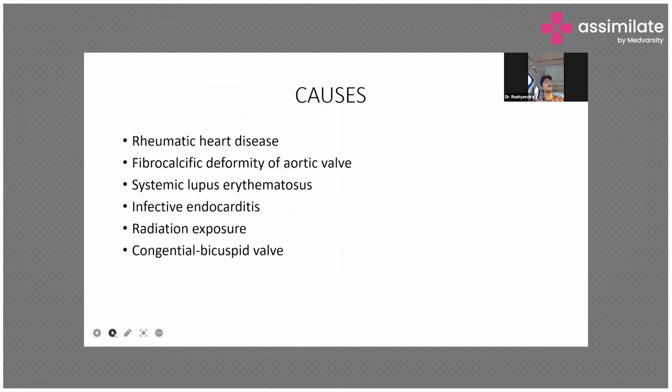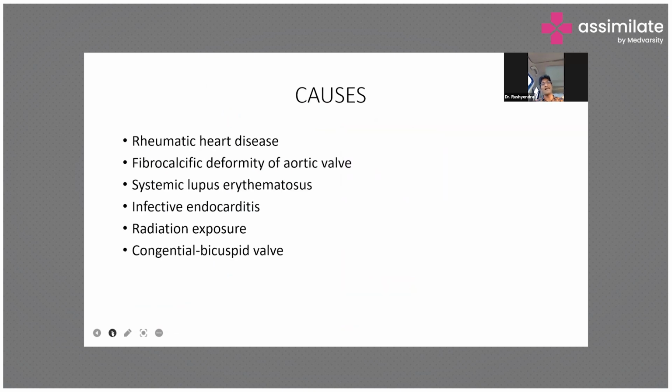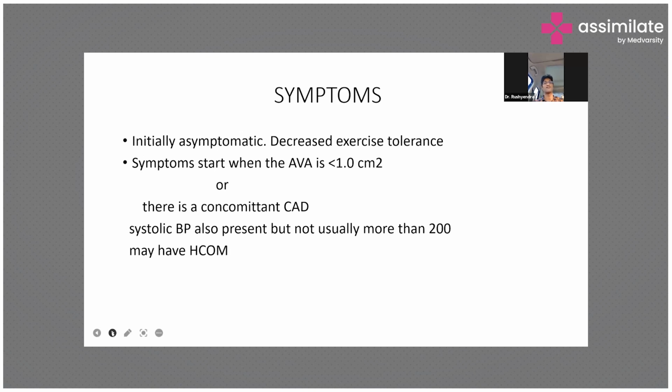The causes of aortic stenosis include radiation exposure, congenital causes, systemic lupus erythematosus, infective endocarditis, or rheumatic heart disease. These are the other causes. But the major cause is the deposition of calcium due to atherosclerosis, a fibrocalcific deformity of the aortic valve. So remember, aortic stenosis most probably occurs in old age people, basically due to atherosclerosis. Next. If someone asks you the cause, the first cause will be atherosclerosis, that is, calcific deposition.